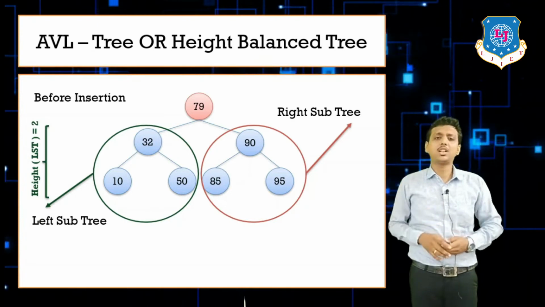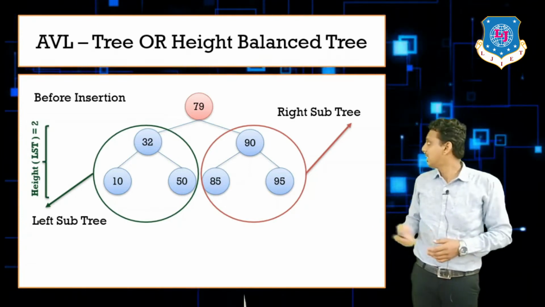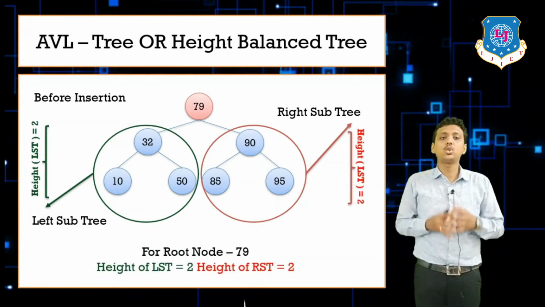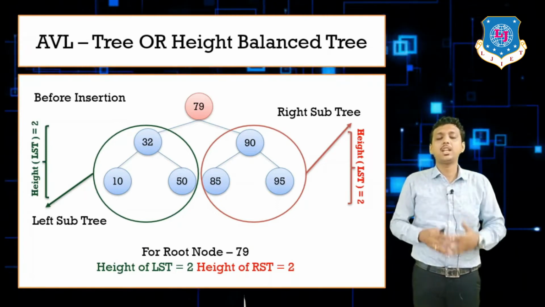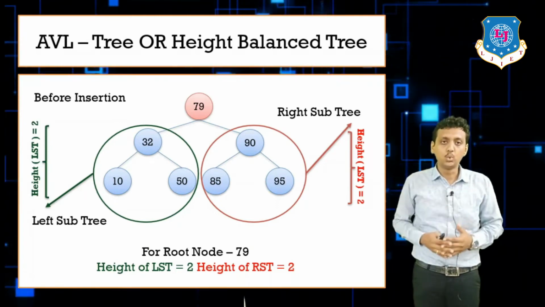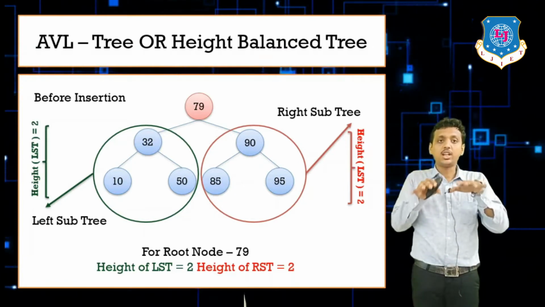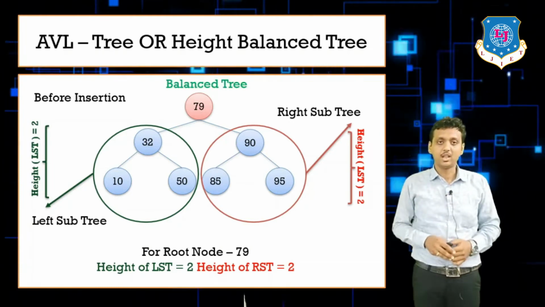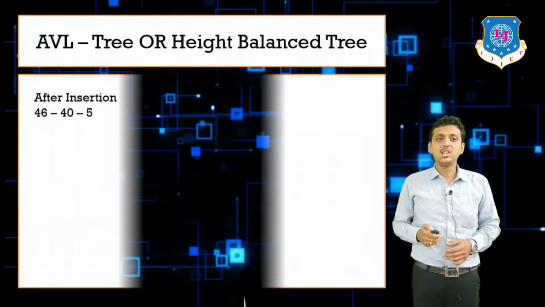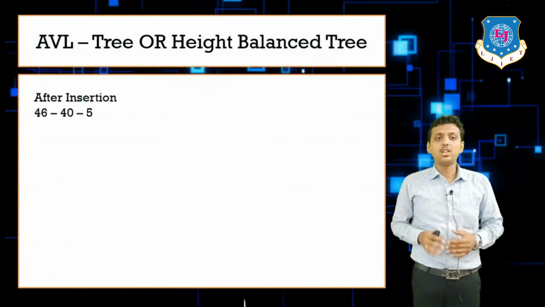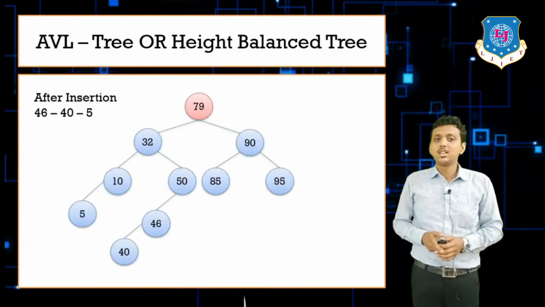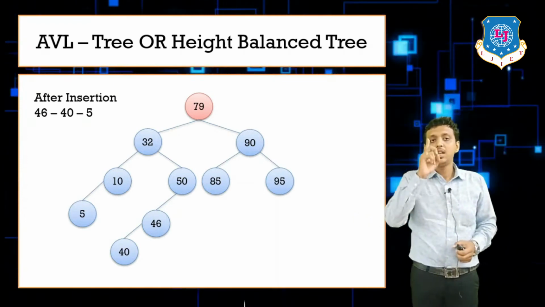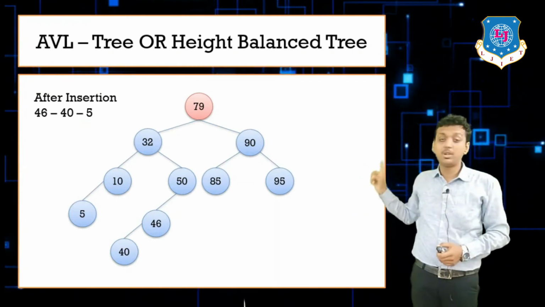Now, if I am talking about the right subtree height, the right subtree height is also 2. So for root node 79, students, the heights of the left subtree and right subtree are both 2. That means your tree is in a balanced situation. Such a tree is known as a balanced tree. Okay, now let me show something. The next we have is after insertion of 46, 40 and 45. Suppose this is my tree after inserting 46, 40 and 45 consecutively in our previous example.